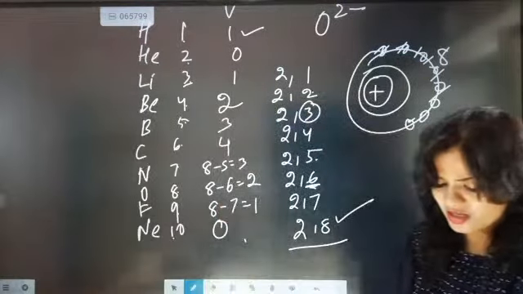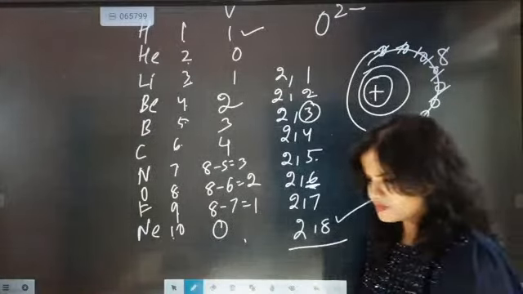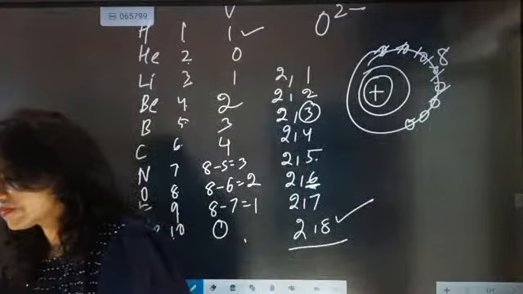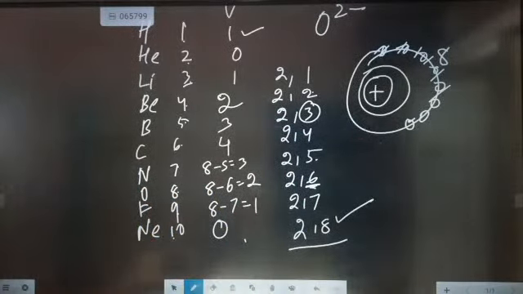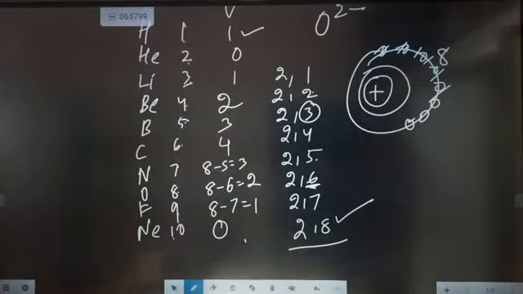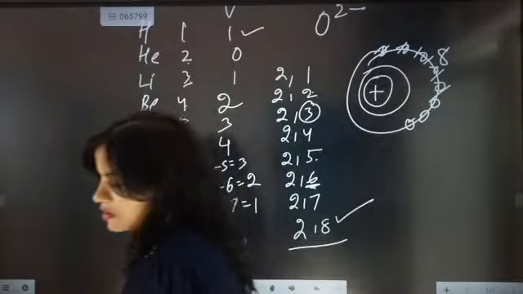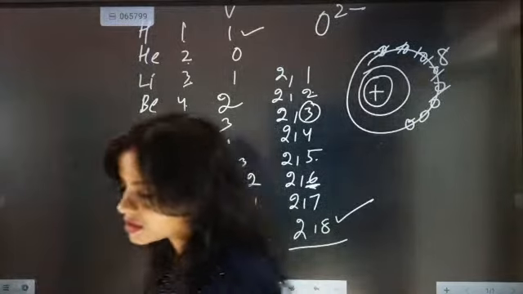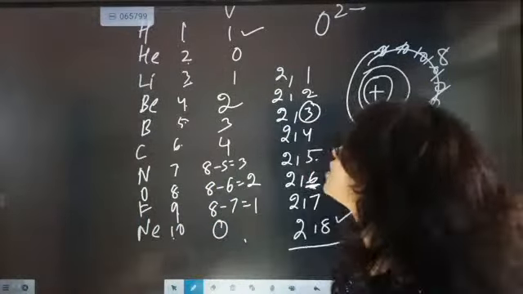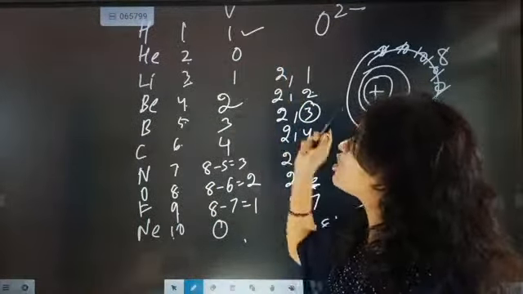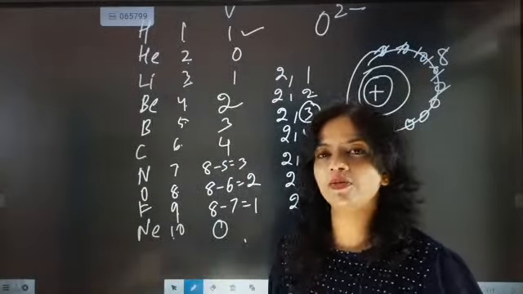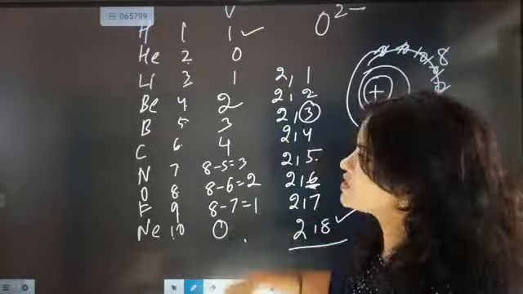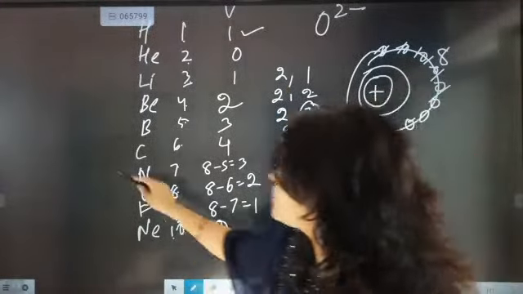Kanishka, did you understand this part? Understood. So the first orbit takes 2. After the first orbit gets filled, you have to start filling the second orbit. Now, how do you start the second orbit? You just have to remember one thing.